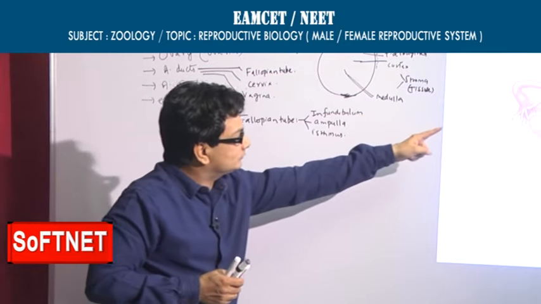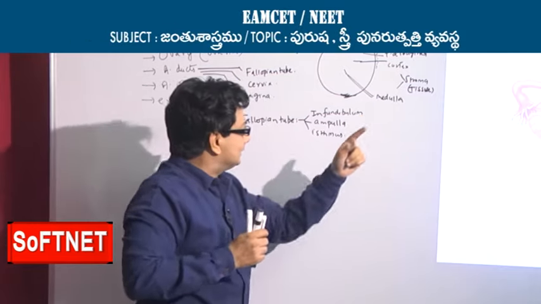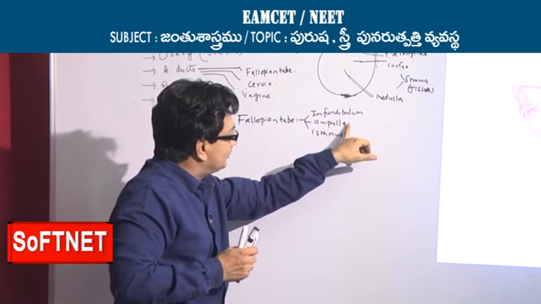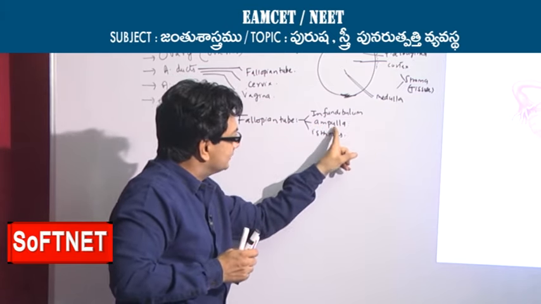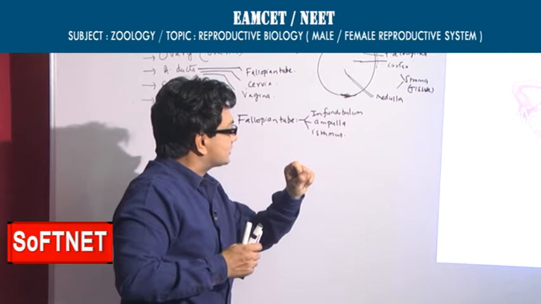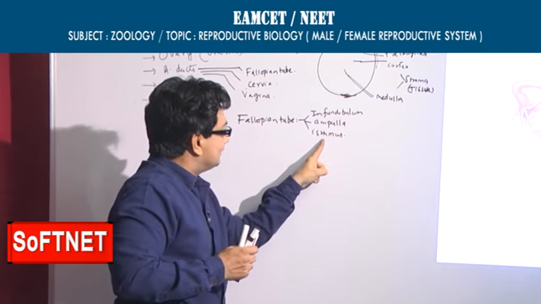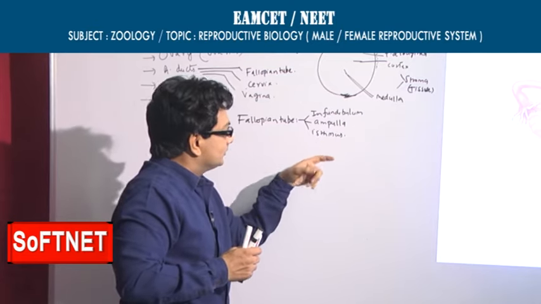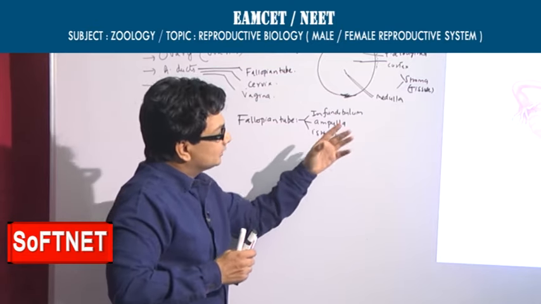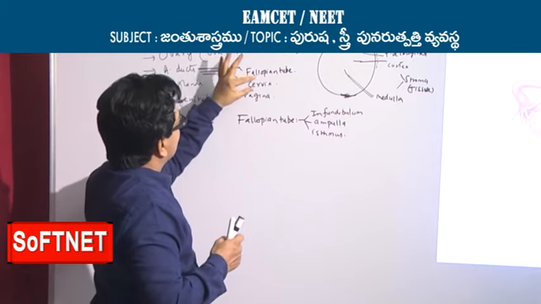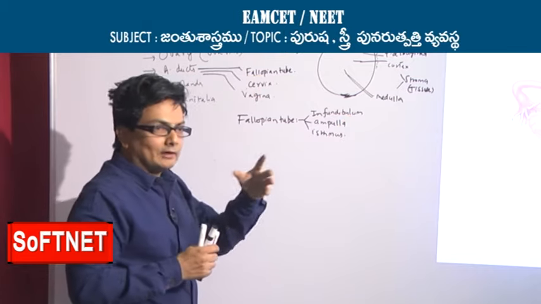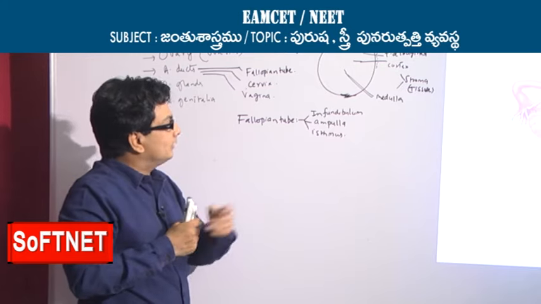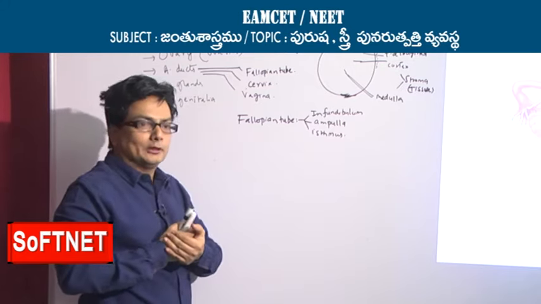The infundibulum, as you see, is a bit wider, leading into the ampulla, and the junction between the ampulla and the isthmus is called the ampullo-isthmic junction, the site of fertilization. Finally, a bit narrow tube, the isthmus, leads into the next part called the cervix, which has a cervical canal. What are the functions of the fallopian tube?